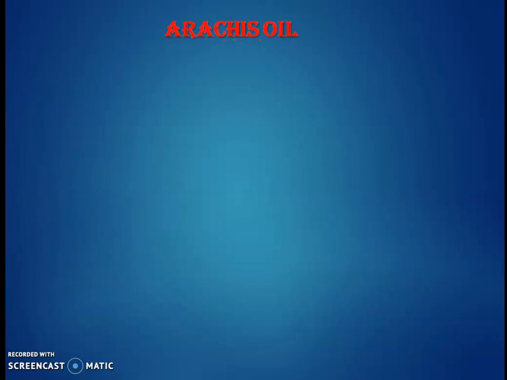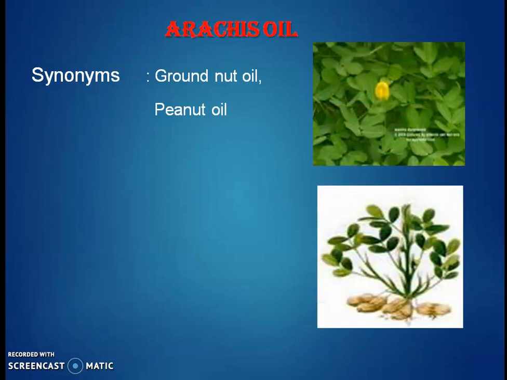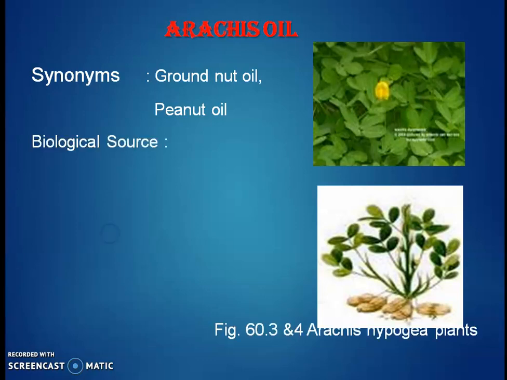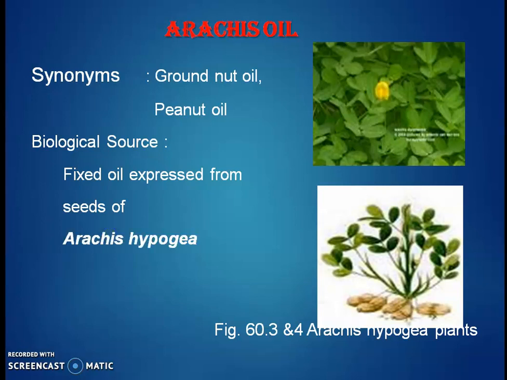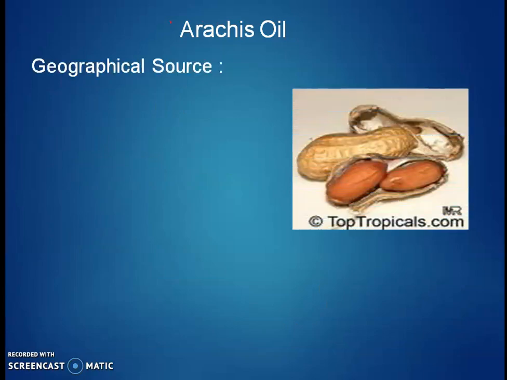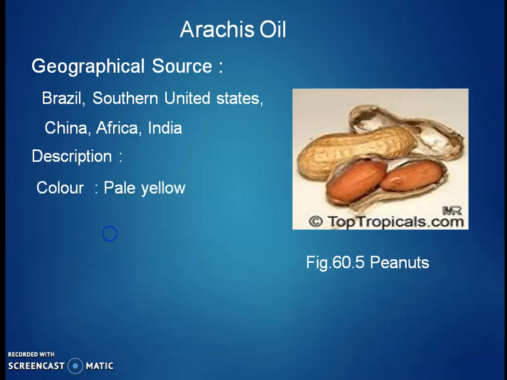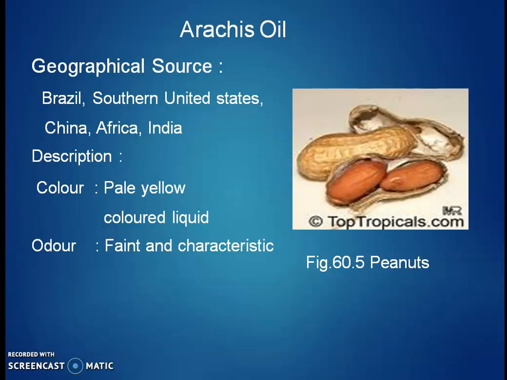Then next is arachis oil. Synonyms: groundnut oil and peanut oil. Biological source: fixed oil expressed from seeds of Arachis hypogaea, family Leguminosae. Geographical source: Brazil, Southern United States, China, Africa, India. The description: color of oil is pale yellow colored liquid. Odor is faint and characteristic. Taste is bland and nut-like.